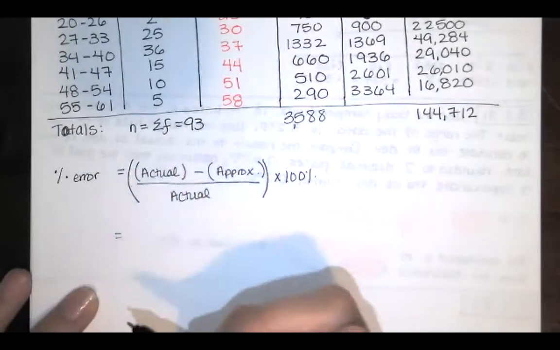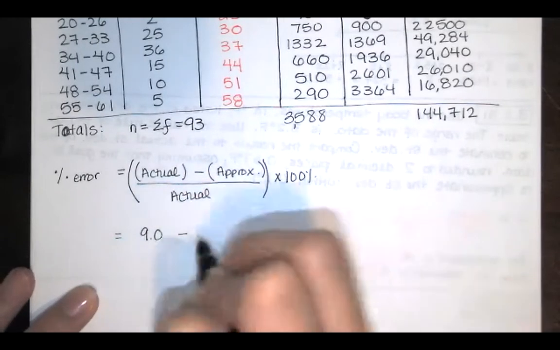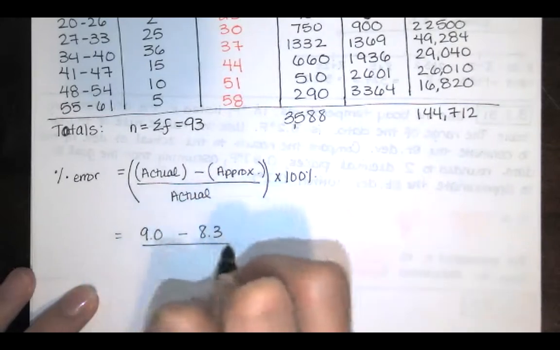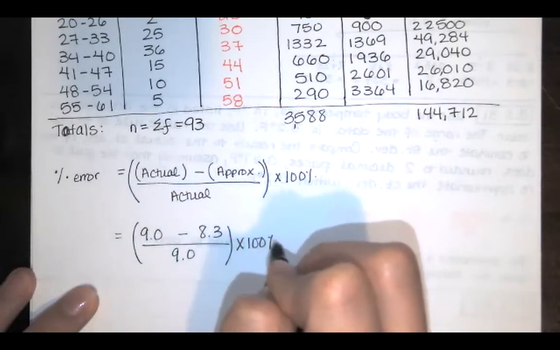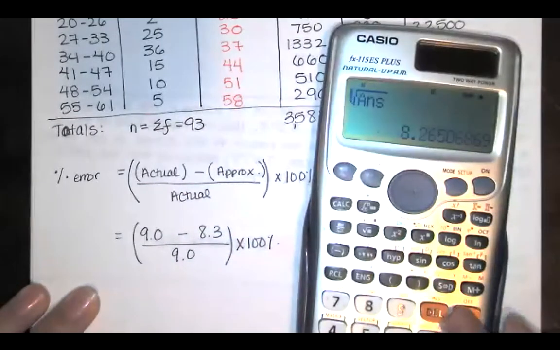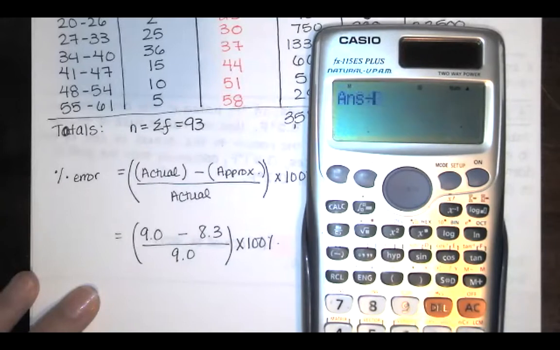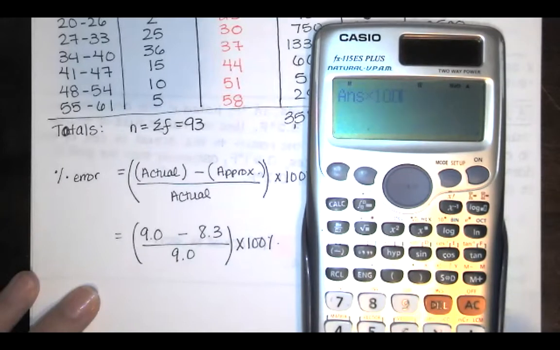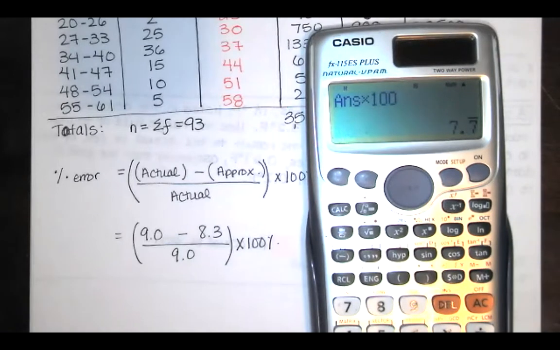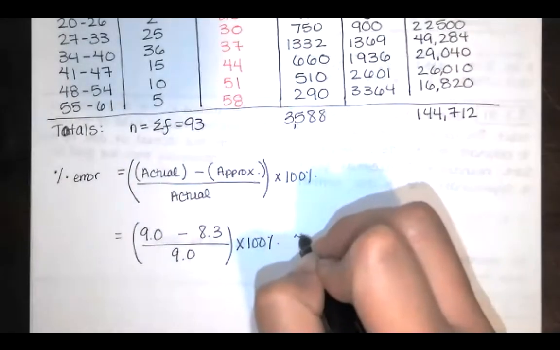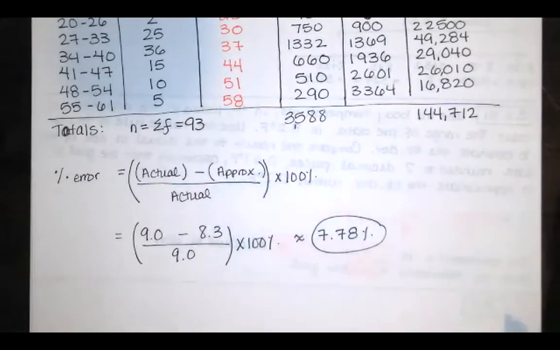So we want the actual standard deviation right there, which is 9.0. And we're going to subtract our approximation, which to one decimal place was 8.3. And we want to divide by the actual and then multiply by 100%. So I've got 9.0 minus 8.3, divided by 9, times 100, and I want a decimal. So I get about 7.77777, infinitely many sevens, %. So that is the percent error.